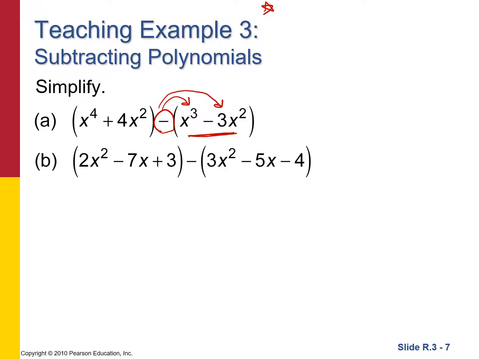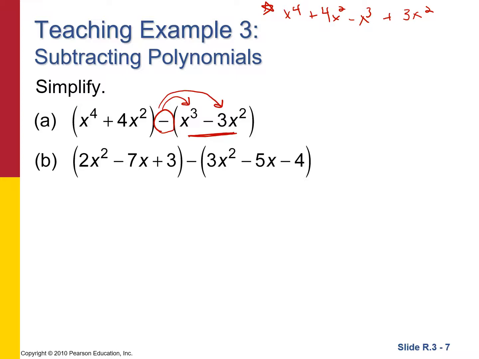We're going to leave the first part the same, x to the fourth plus 4x squared. All right, so now we have to do minus x cubed. Let's try that again. Minus x cubed, and then minus a minus 3x. So it's minus a minus 3x squared. So minus a minus is plus 3x squared. All right, and so let's combine like terms.